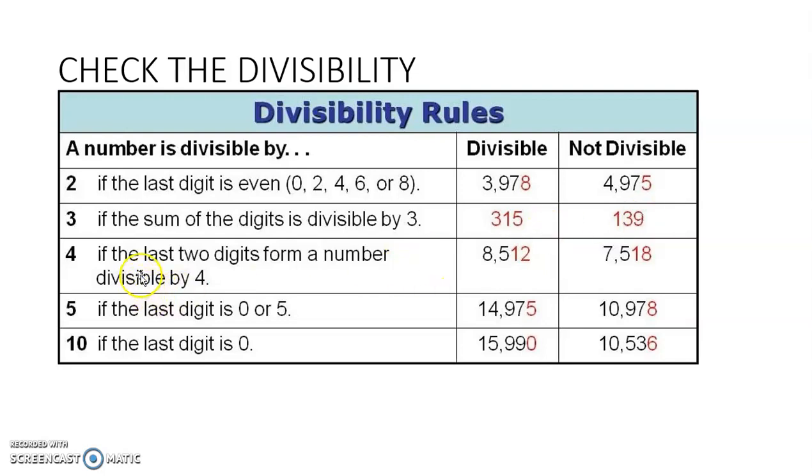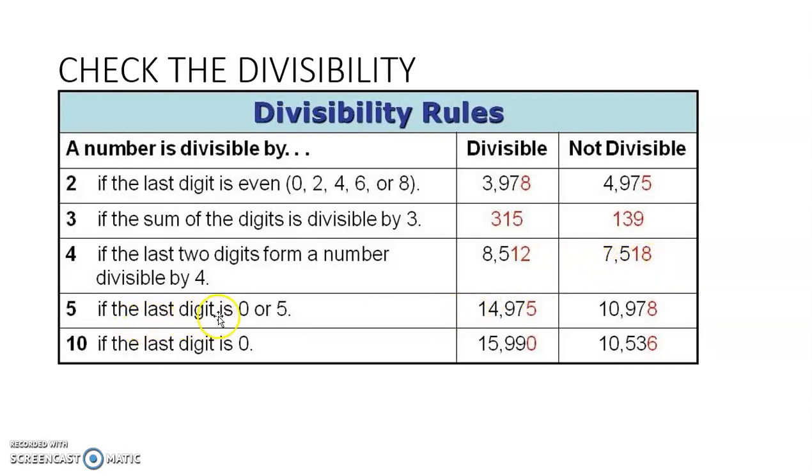Now let us move on. If the last two digits of a number are divisible by 4, then we can very clearly say that it is divisible by 4. So here is the number, and the last two digits are 12. 12 is divisible by 4. So we can very clearly say that 8512 is divisible by 4. Now here the last two digits are 18, and 18 does not come in the table of 4. So we can very clearly say that 7518 is not divisible by 4.